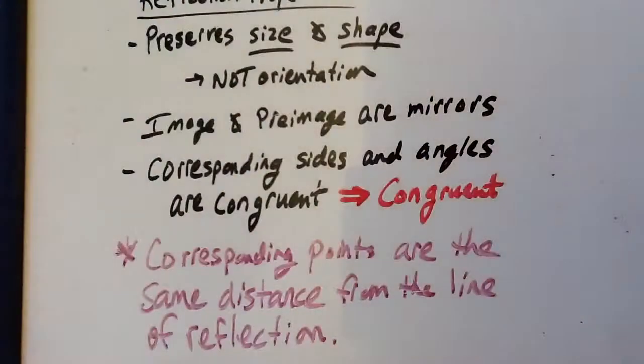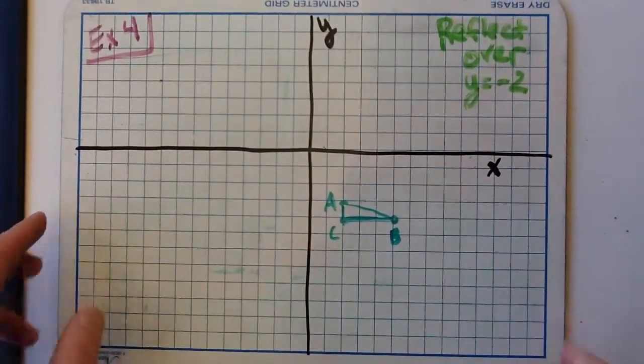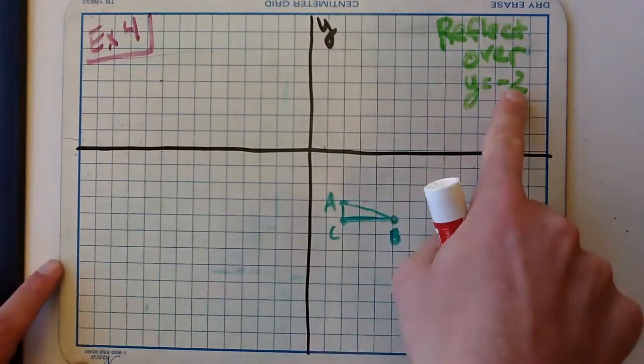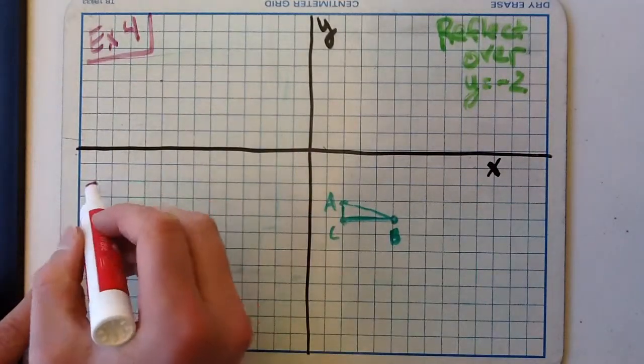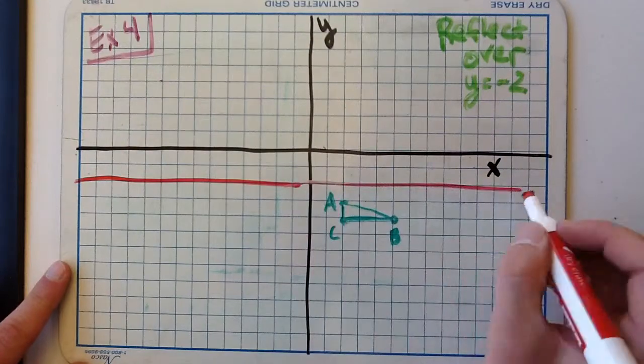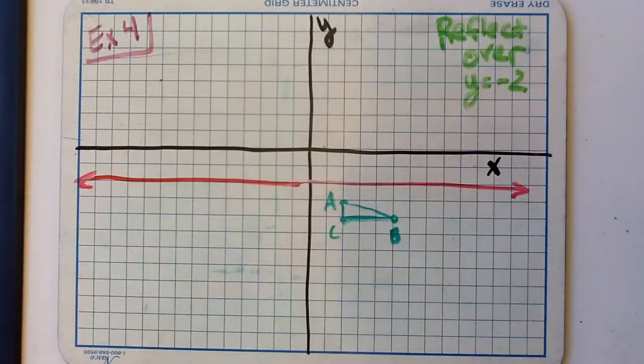And the last example, example number 4, we're going to reflect over y equals negative 2. So we've reflected over the x-axis, the y-axis, and we've reflected over a vertical line. Well, this is reflecting over a horizontal line, because if you have y equals something, that is a horizontal line on negative 2. So this right here, negative 2, we have a horizontal line. We are going to reflect this triangle, ABC, over that line.